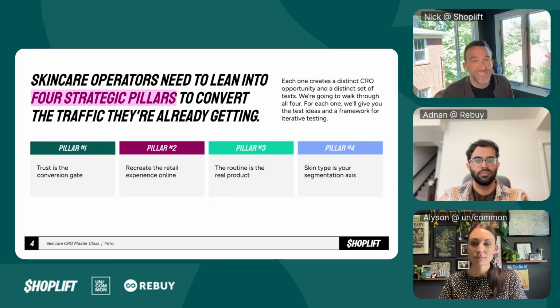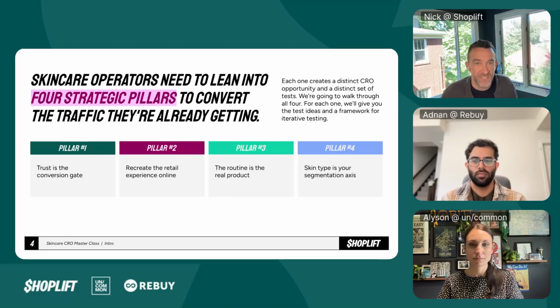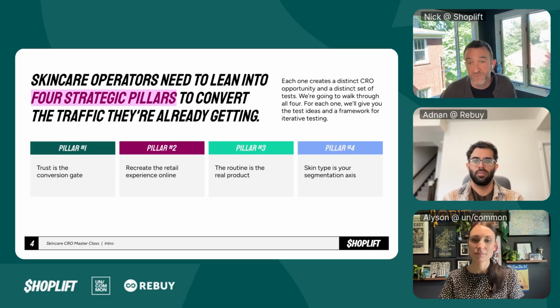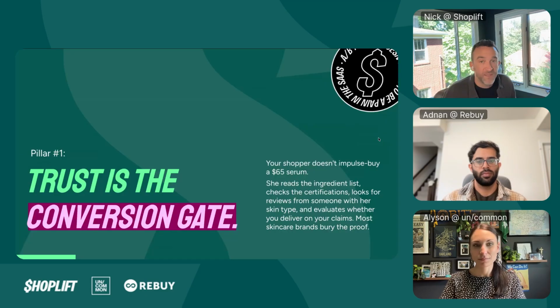We have 4 strategic pillars that we're going to talk about today that allow skincare brands to convert the traffic that they're already getting. Pillar 1, trust is the conversion gate. Pillar 2, recreate the retail experience online. Pillar 3, the routine is the real product. And pillar 4, skin type is your segmentation axis. So we're going to work our way through these. They're going to make a ton of sense in what we're talking about. And we're also going to tease a few of the test ideas that we have for each of these pillars so you can grasp what this might mean for your brand. Okay, let's jump into it.